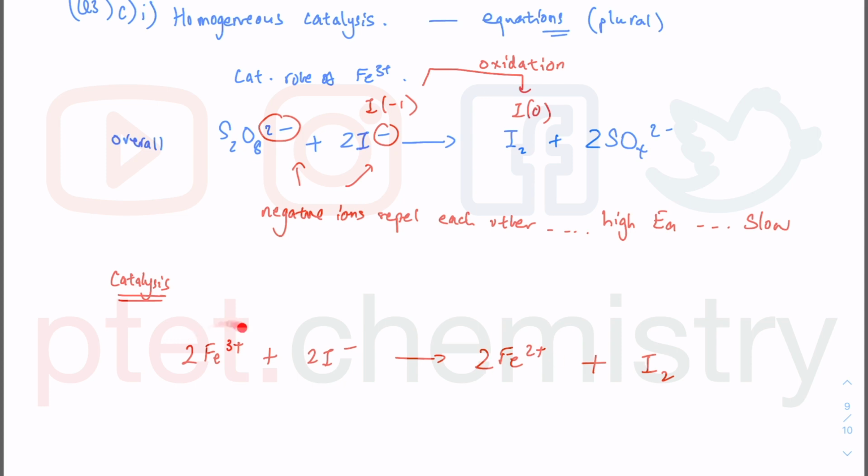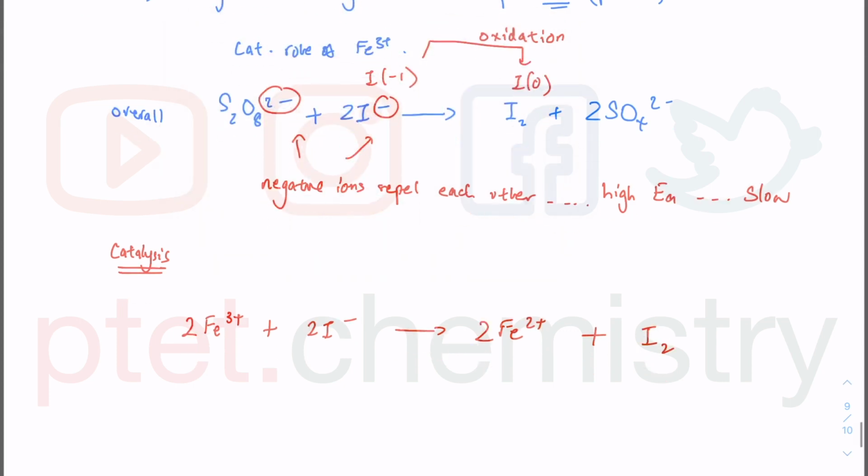plus 4. Positive ion and negative ion, at least no more repulsion, much lower EA, alternative reaction pathway, much faster reaction. This is one equation. This is showing that Fe3+ is converted to Fe2+, but you haven't shown that Fe3+ is a catalyst yet.